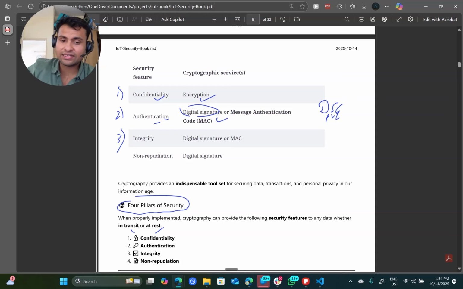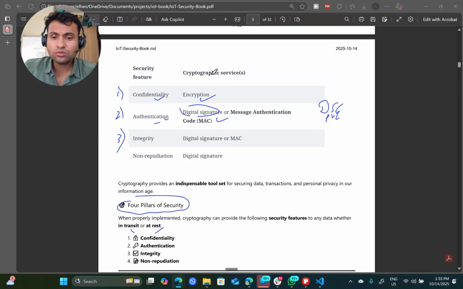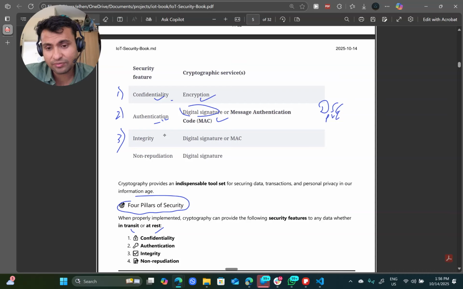Third is integrity. So, what does integrity tell us? Integrity tells us that whatever content we have received is exactly the same. Like one sender has sent this information and it is encrypted, but whether the information was changed in between or not is ensured by integrity.